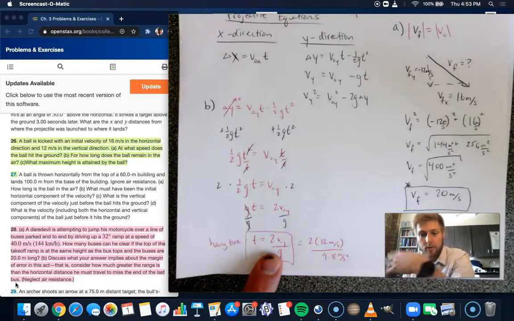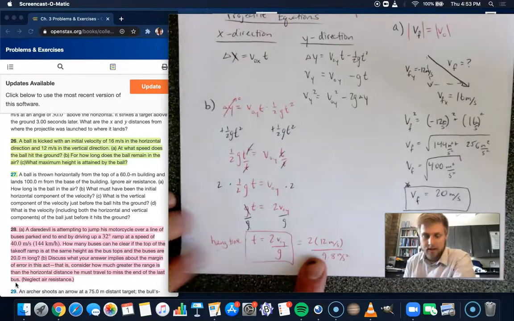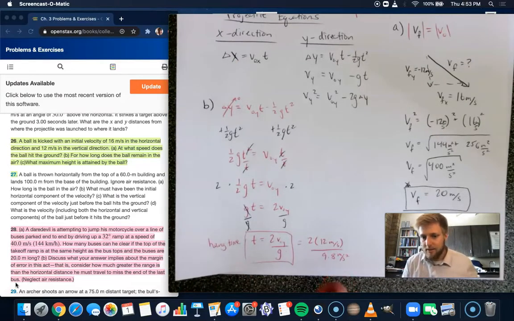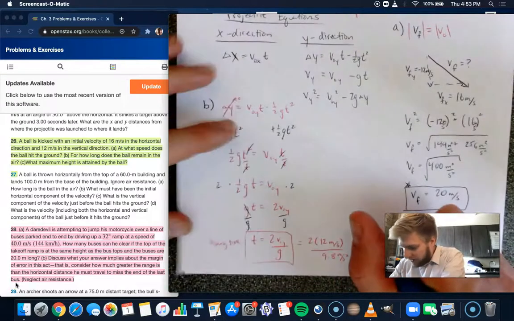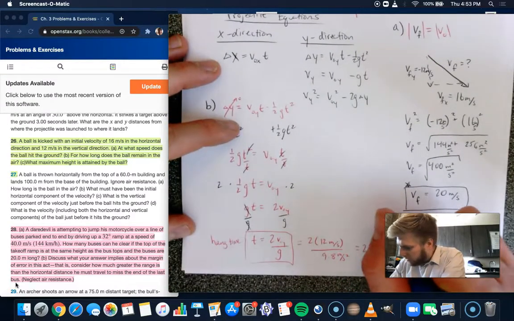This is actually going to be true if we're ignoring air resistance for any projectile that launches and lands at the same height. We plug this information in, and we get 12 times 2 divided by 9.8. It spends, according to my calculator, 2.45, we're going to round that to 2.5 seconds in the air.